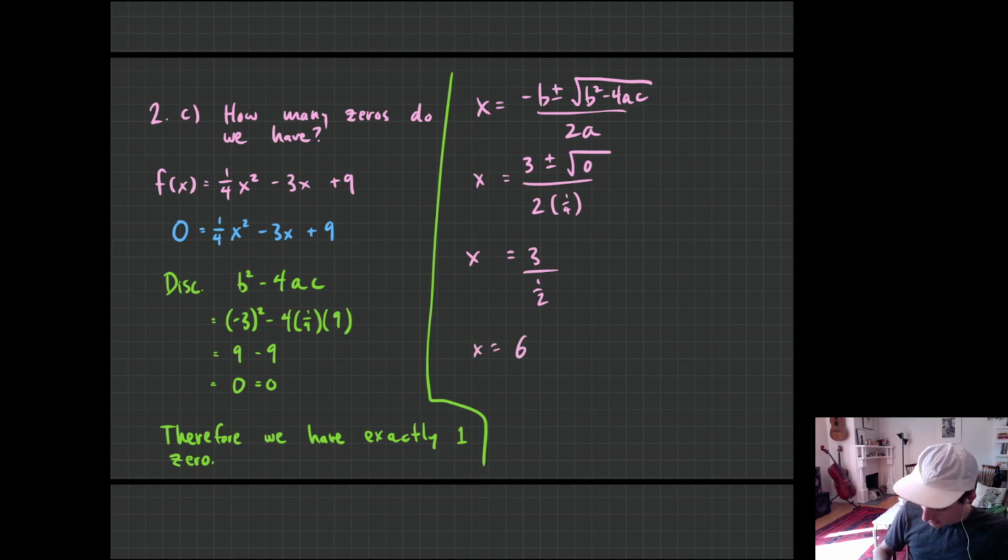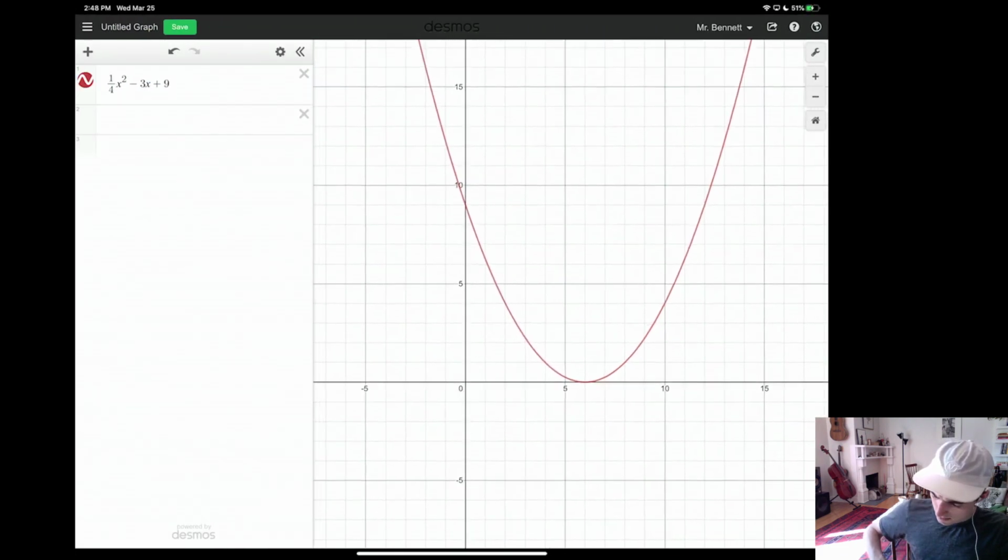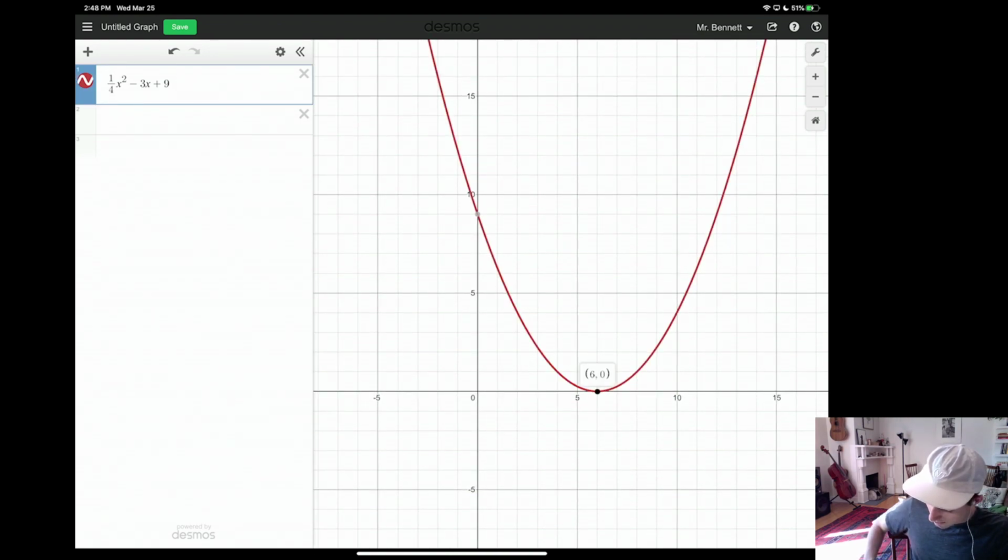So that means that our 0 is at x value 6, and my y value is obviously 0, because we're talking about where the function is equal to 0. So that would be the x-intercept of this quadratic. So it's all consistent.